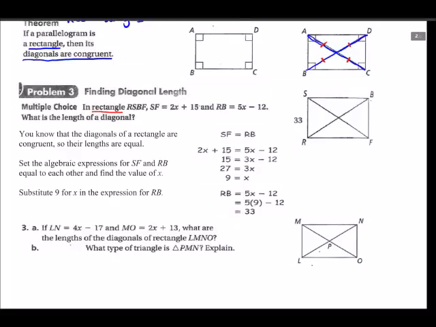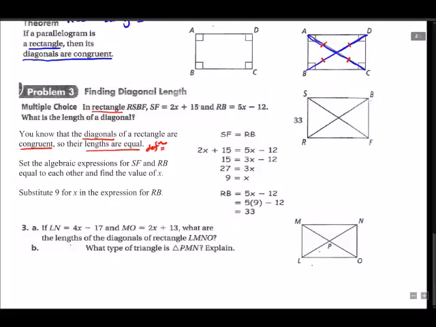Well, we know that the diagonals are congruent, so that means their lengths are equal. That's just the definition of congruence. Set them equal, do our math. We know that x is 9, substitute back in.